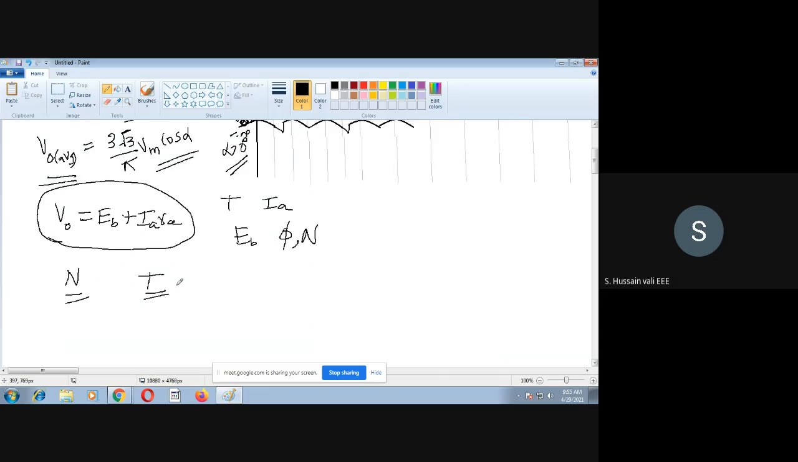If it is a separately excited motor, you will get one equation, Vo = Eb + Ia Ra. If it is a series motor, you will get Eb + Ia(Ra + Rf), because armature resistance and field resistance are both in series. The remaining analysis is entirely the same. So you will get the speed-torque equations.